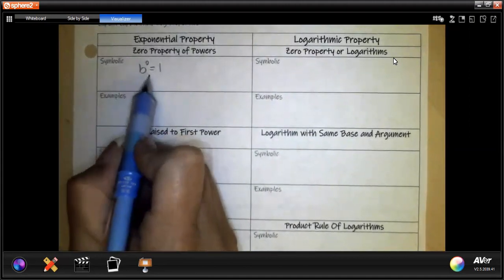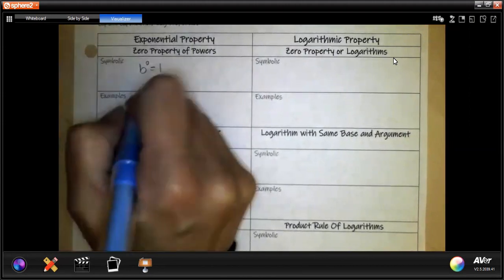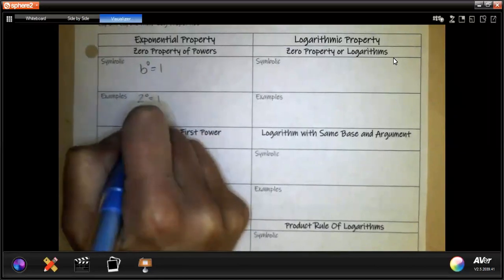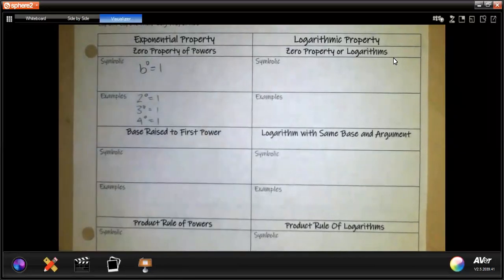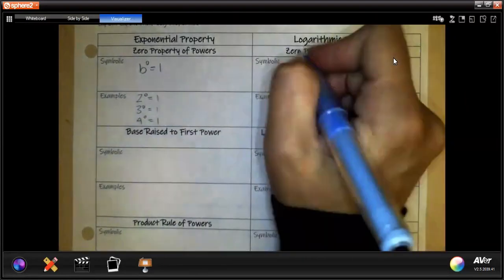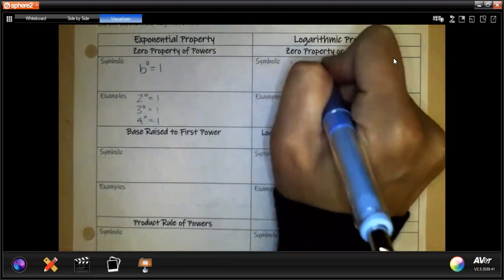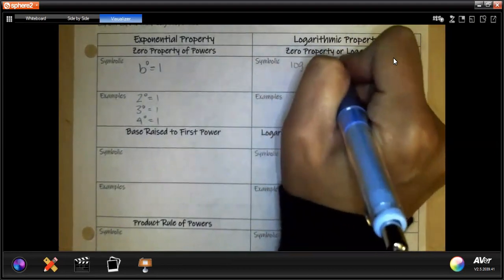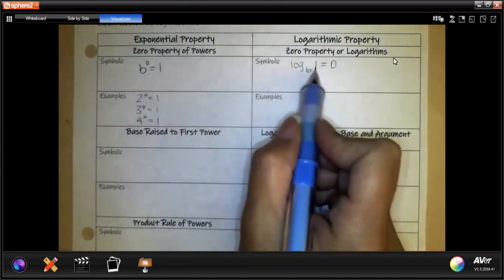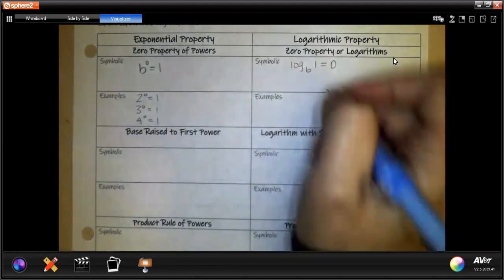So any base raised to the 0 power is 1. For example, 2 to the 0 is 1, 3 to the 0 is 1, and 4 to the 0 is 1. The log property that's going to match that is called the zero property of logarithms. And so it is log base b of 1 is equal to 0. So a log with any base that has an argument of 1 is equal to 0.